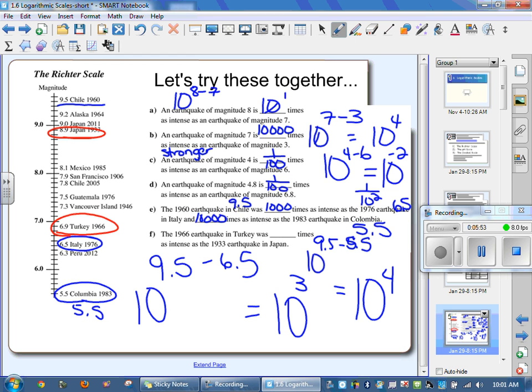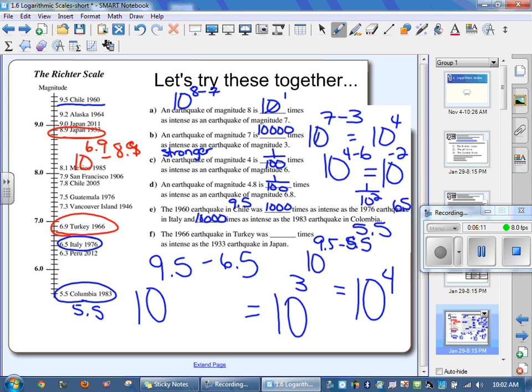Now who comes first? Who are they comparing to who? They're comparing Turkey to Japan. I'm going to put 6.9 first. So you've got 10 to the 6.9, subtract 8.9. Whoops. So what's that going to give us? 10 to the negative 2.